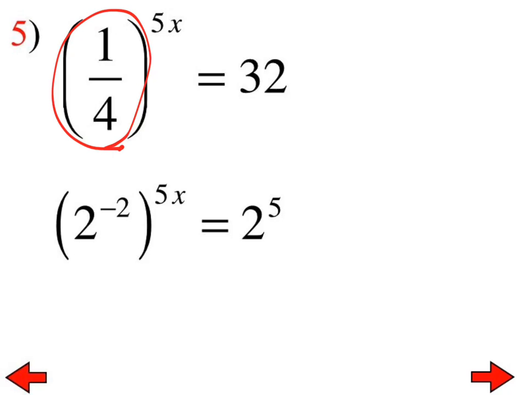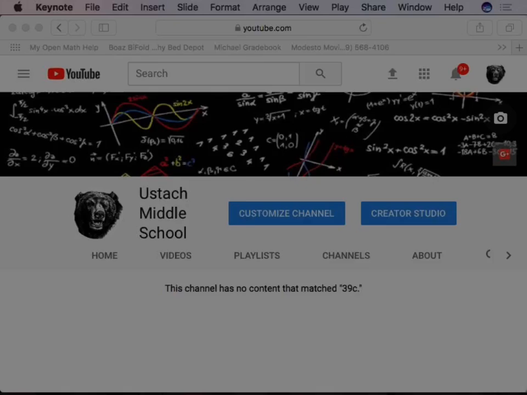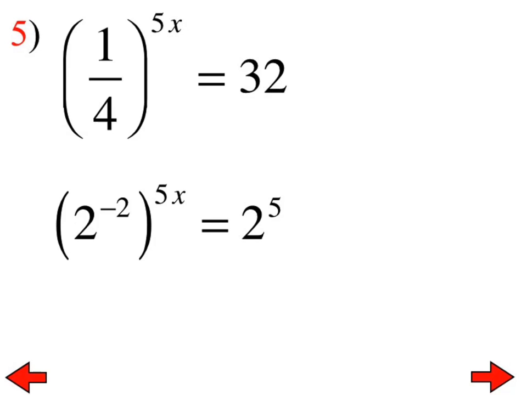Once again, that is equivalent to that. And 32 is equivalent to 2 to the 5th power. And now, like in some of the previous ones, we have a power to a power. So we have negative 2 and 5x. And so we multiply exponents when we have a power to a power.